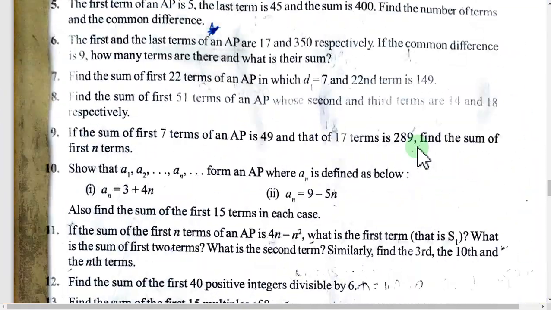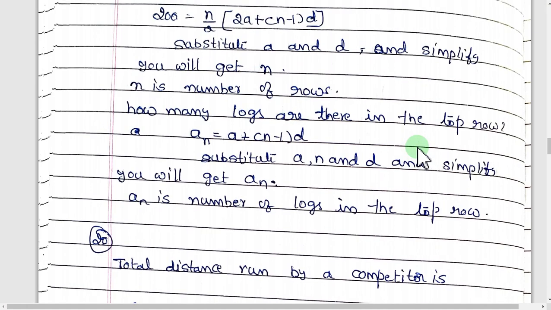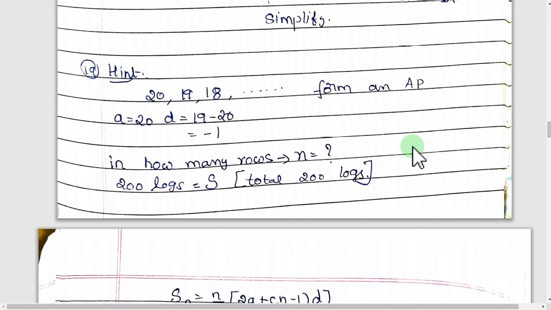I have given a hint. By reading the hint, you have to do this. See, the bottom most row contains 20, the next row 19, then 18. Don't think that the topmost row number should come as the first term. We can take the bottom most also: 20, 19, 18. This way it continues. If you see this, 19 minus 20 is minus 1, and 18 minus 19 is minus 1.